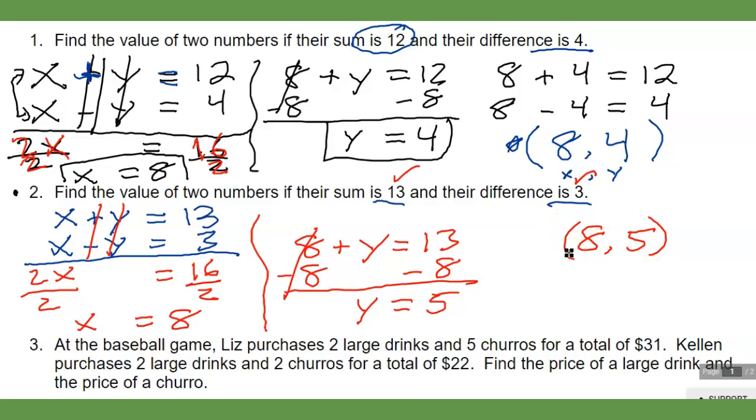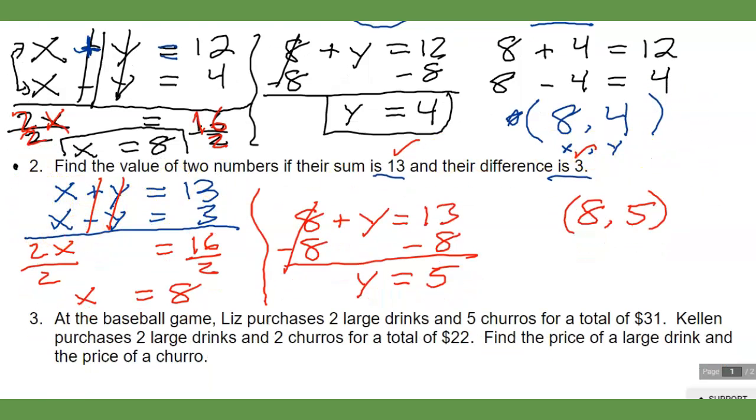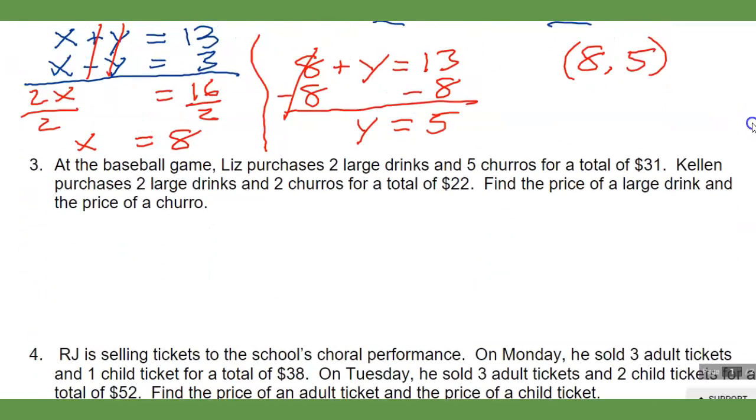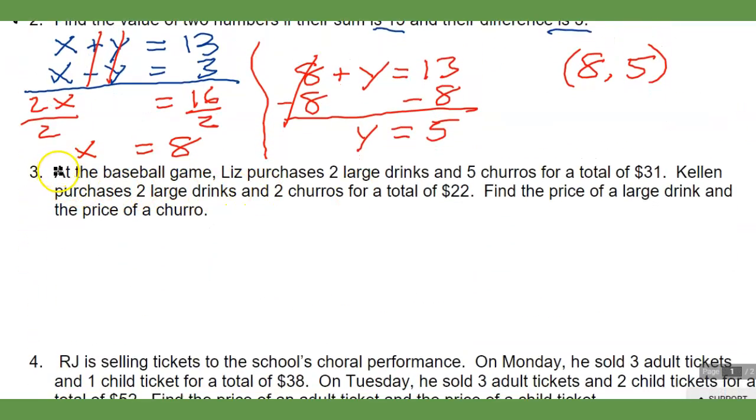All right, so let's step it up just a little bit and include maybe some coefficients, some numbers in front of the variables like we had in yesterday's homework. So here we go. At the game, Liz buys 2 large drinks and 5 churros for a total of $31. Now keep in mind, the format of your equations is always going to be like this. So think of the two things that you're buying as the two variables. So what two things are being bought?